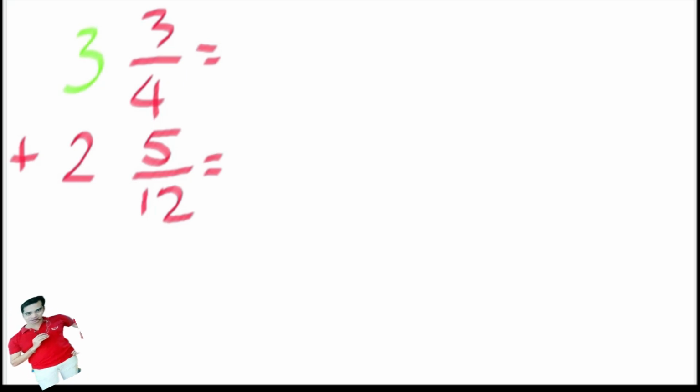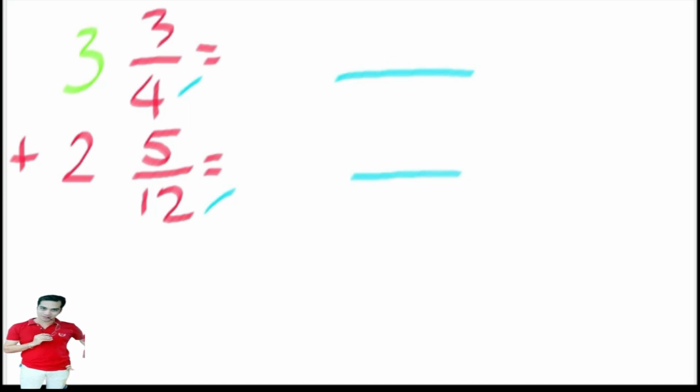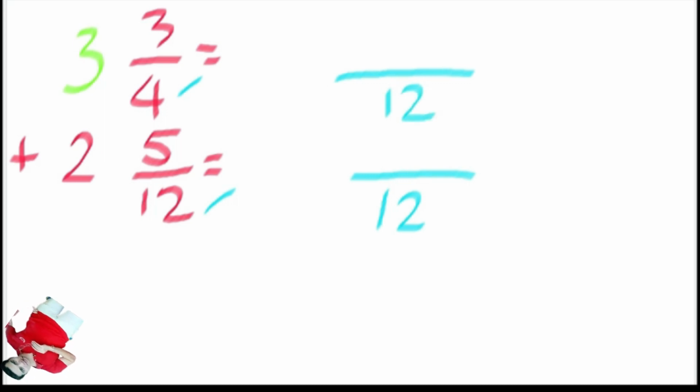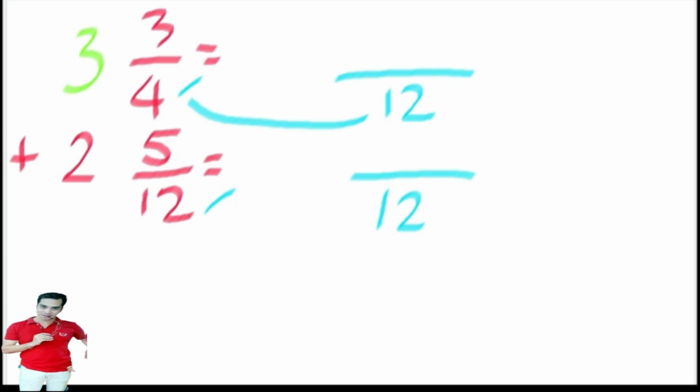Another one, 3 and 3 fourth plus 2 and 5, 12. So what is the LCD of 4 and 12? The LCD of 4 and 12 is of course 12. Right, 12 the denominator. Then after that, divide denominator and denominator. 12 divided by 4, the answer is 3.